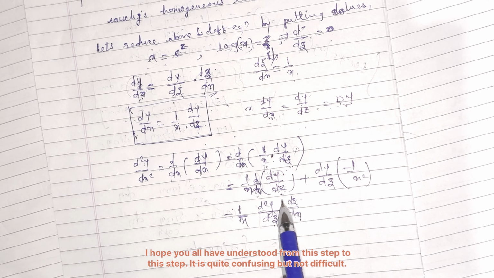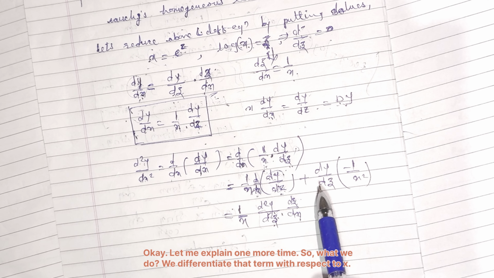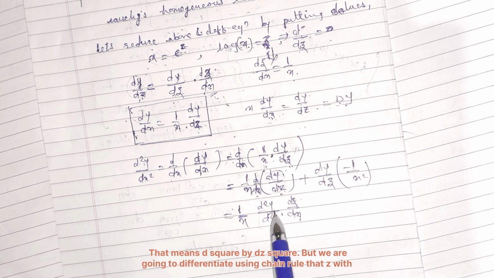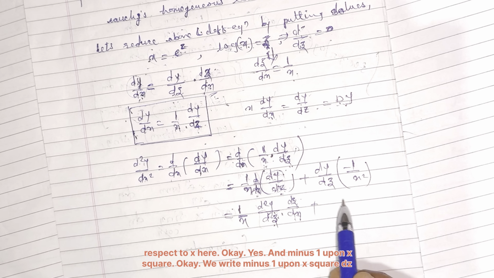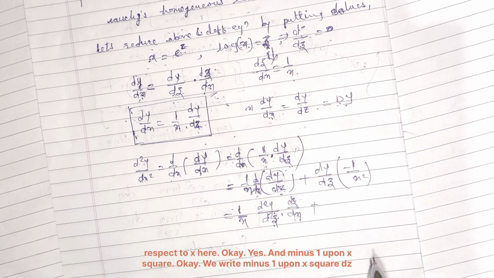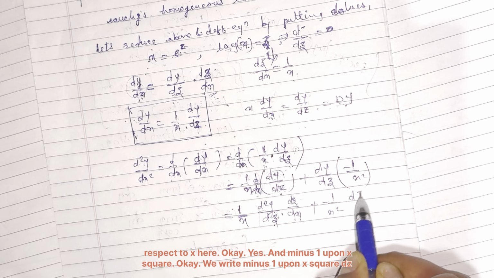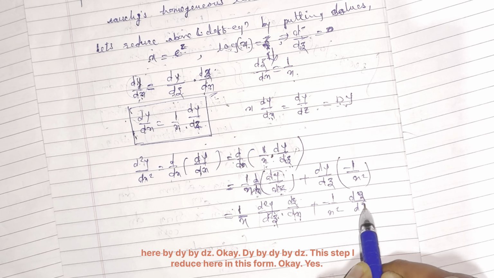I hope you all have understood from this step to this step. It's quite confusing but not difficult. Let me explain one more time. We differentiate that term with respect to x, that means d square y by dz square, but we differentiate using the chain rule, z with respect to x here. And then minus 1 upon x square, dy by dz.